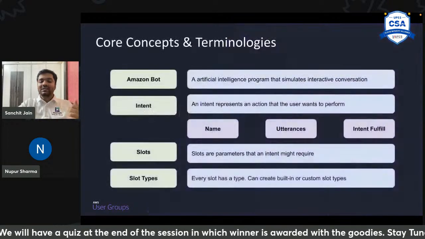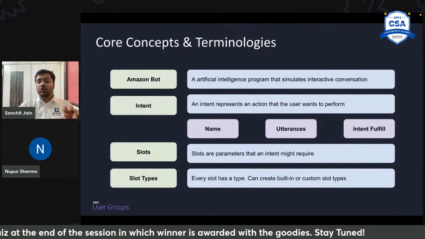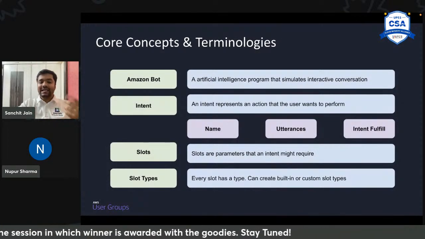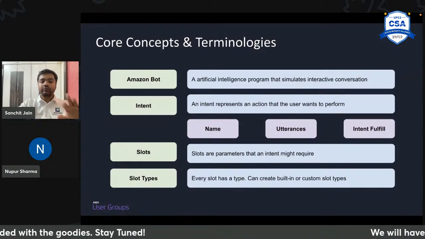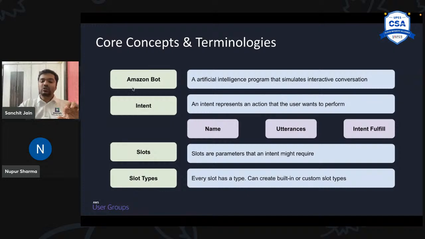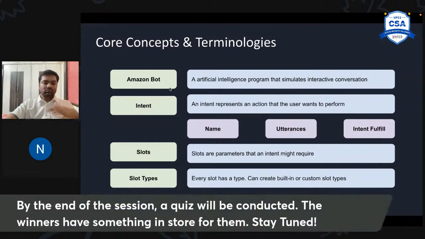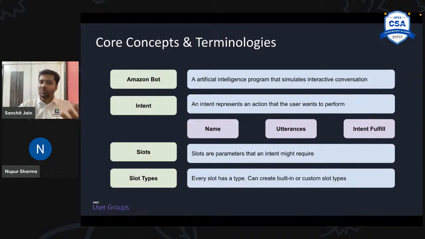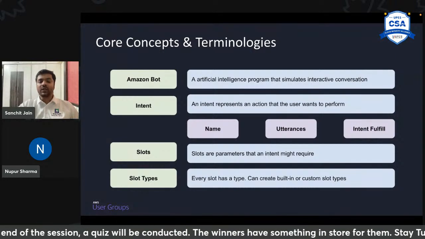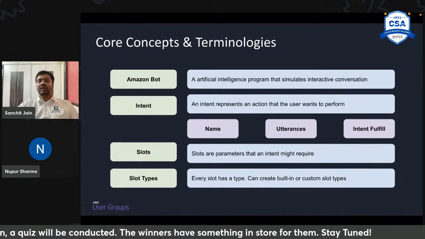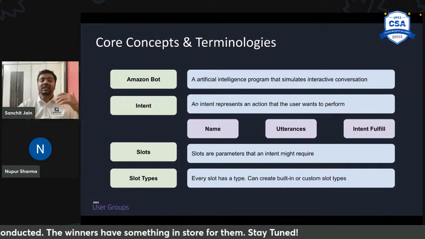But before we go towards that demo, there are a couple of things I want you to learn and focus on, because those are exactly the terms we will be seeing when you're working on the AWS console. First, starting on the left side, the Amazon bot. The Amazon bot, as I said, is a very intelligent, interactive medium to interact with humans. Intent, in simple terms, is anything which I want to do. As I said, I will create a demo for reserving a table in a hotel. So what I want to do, book a table in a hotel, becomes an intent.